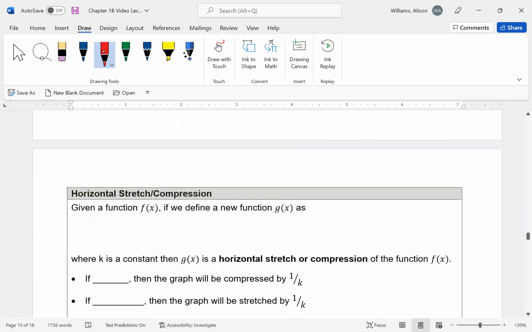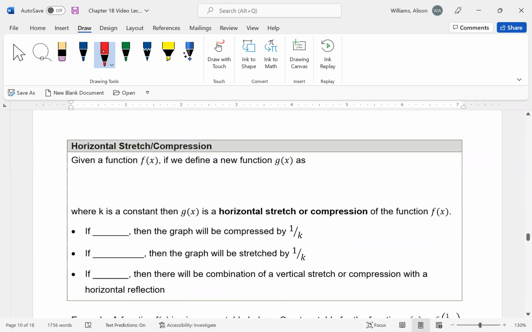Okay, now it's possible to affect the input values. And that then is going to kind of change the way we look at this. So let's look at how a horizontal stretch or compression works. Instead of K being multiplied by the output f of x, K is going to be multiplied by the input x. So it's going next to the x. This is going to give us a horizontal stretch or compression.